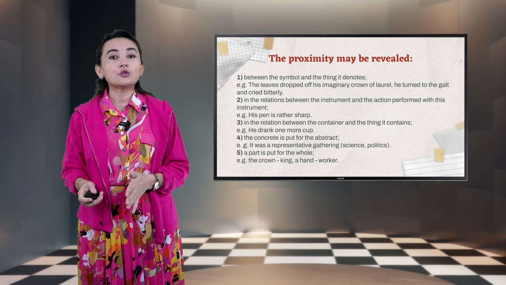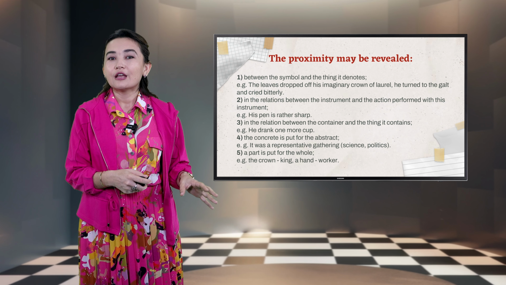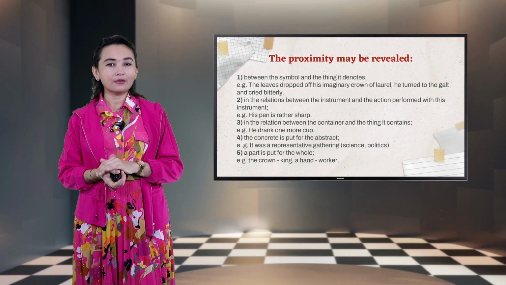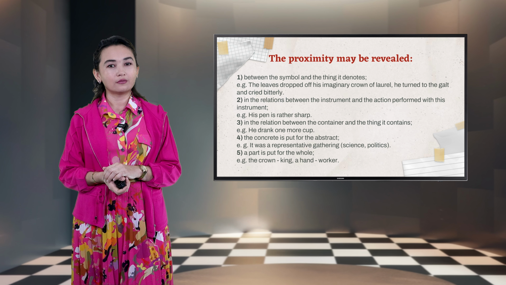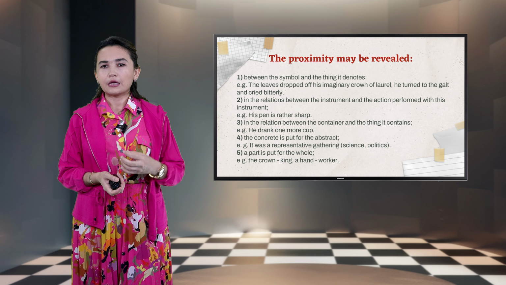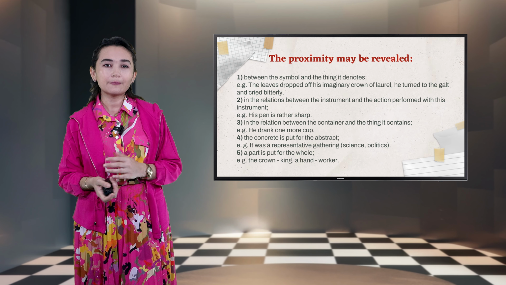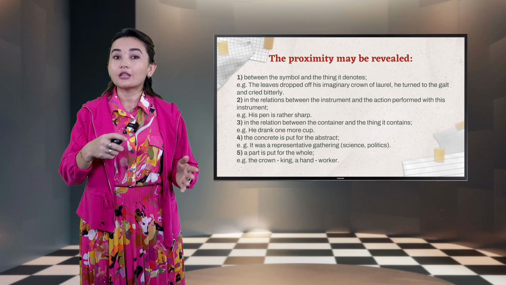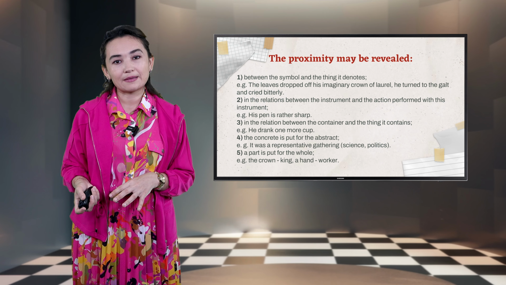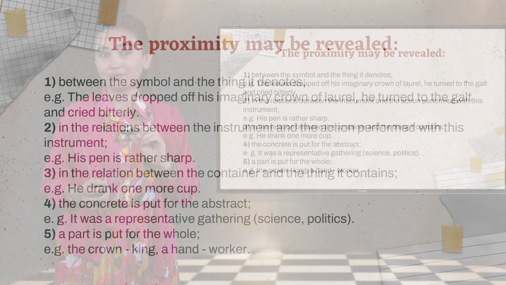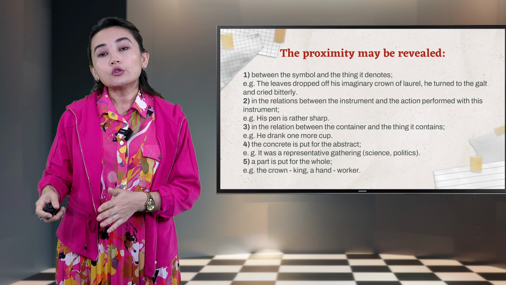In the relations between the instrument and the action performed with this instrument. Or another example, his pen is rather sharp. So, pen. Can pen be sharp? So this is a metonymy here, and in the relation between the container and the thing it contains. Or another example is, he drank one more cup. One more cup, not one more cup of tea or cup of coffee, but one more cup. The concrete is put for the abstract.